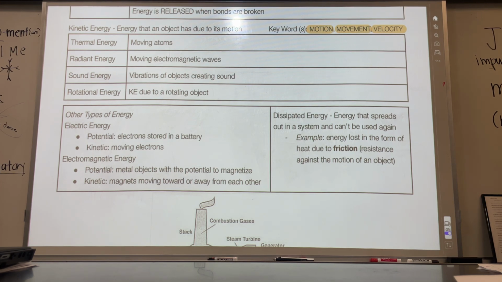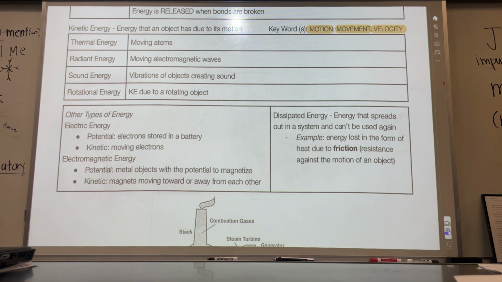So one type of kinetic energy is thermal energy. It exists when atoms are just moving in general. That generates a lot of heat. Okay, so when atoms move and they vibrate, it releases thermal energy, and that is another term for heat. Another type of kinetic energy is radiant energy. So this is not moving electromagnetic waves, because electromagnetic waves are light, and they actually do move. And when they are moving, obviously, they have kinetic energy.